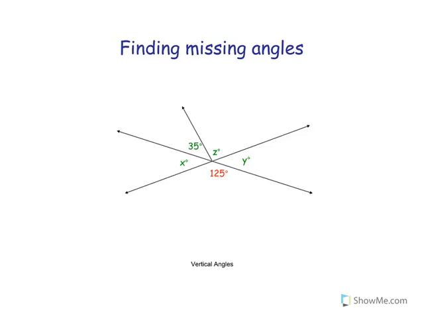All right, so now we have to consider, there's a bunch of different ways that we can do this. So the first thing I'm going to do is I'm going to consider this straight angle, and I'm going to say, how could I find y? I can do 180 minus 125, which is 55.